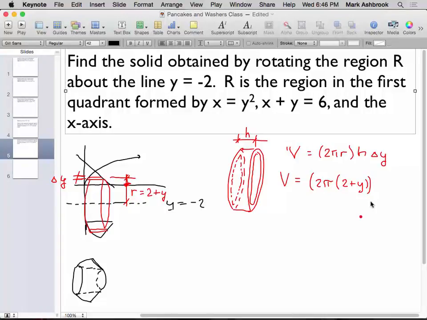There's our 2 pi r. And then what's the height? What's the height of the shell? That's this dimension here, from here to here.